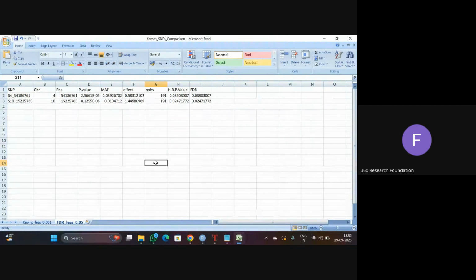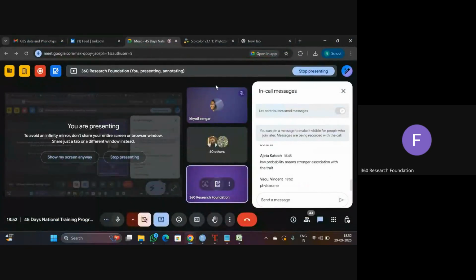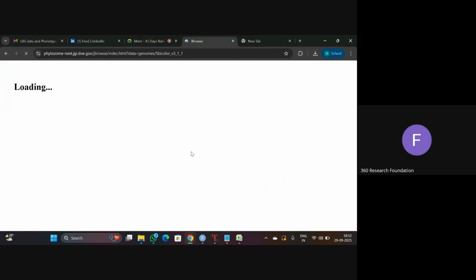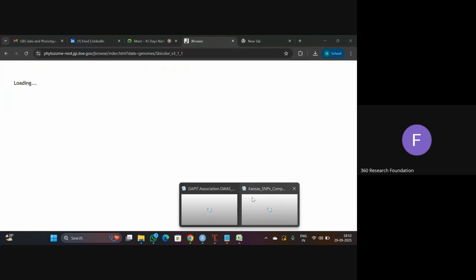So what is the next part after this? We will go to Phytozome to confirm, and check there. As this is the sorghum data file, we'll go to the sorghum genome. Yeah, so that will open.